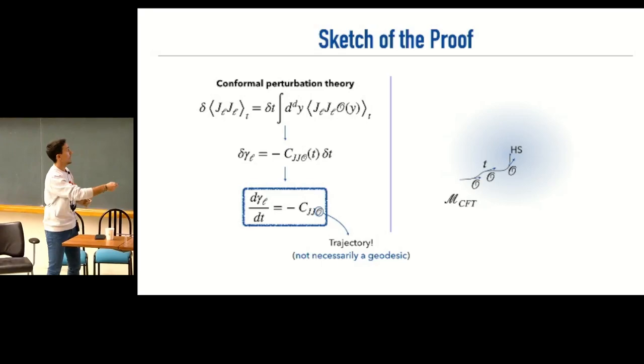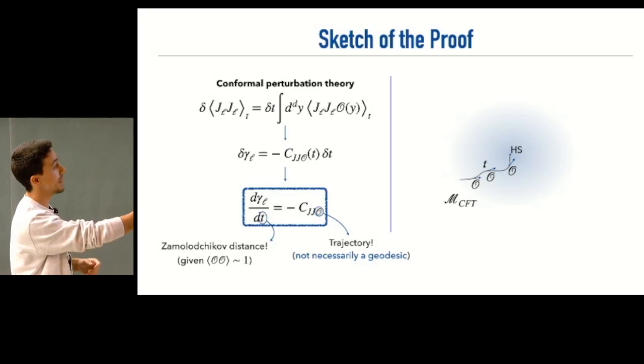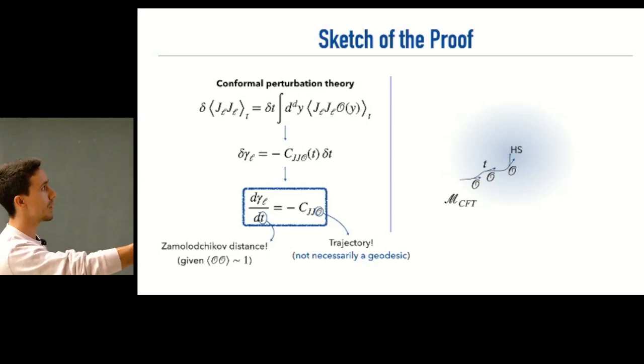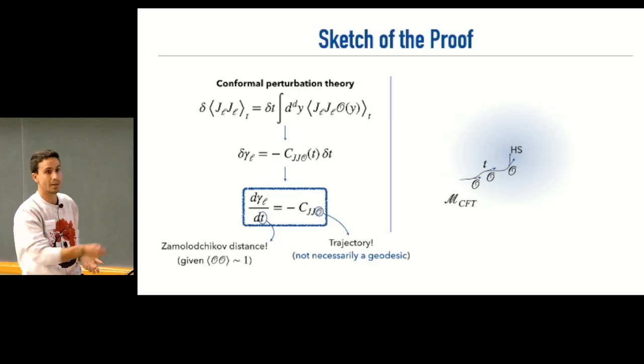And now, if I take the two-point function of this scalar to be correctly normalized, then this is going to be the Zamolodchikov metric distance that appears in the CFT distance conjecture. So you might imagine why this equation is good for testing this conjecture: it's essentially telling me how the anomalous dimension is going to vary with the distance along a certain trajectory.